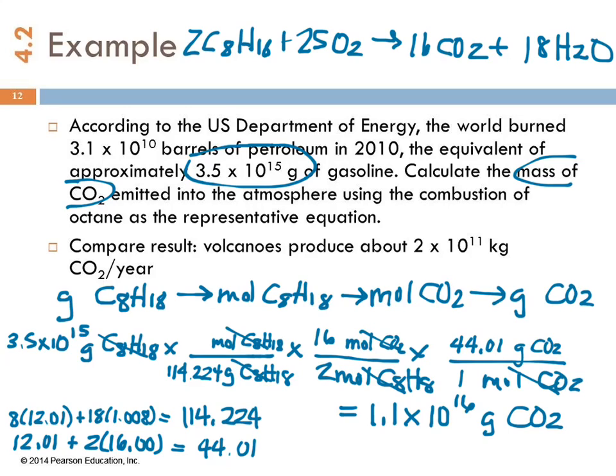Any questions? Now we're asked to compare that result to the amount emitted by volcanoes. This is grams, that's kilograms, right? So let's convert this to kilograms. We would multiply, I don't have space, we would multiply by kilogram over 10 to the 3rd grams. So this is going to be 1.1 times 10 to the 13th kilograms of CO2.